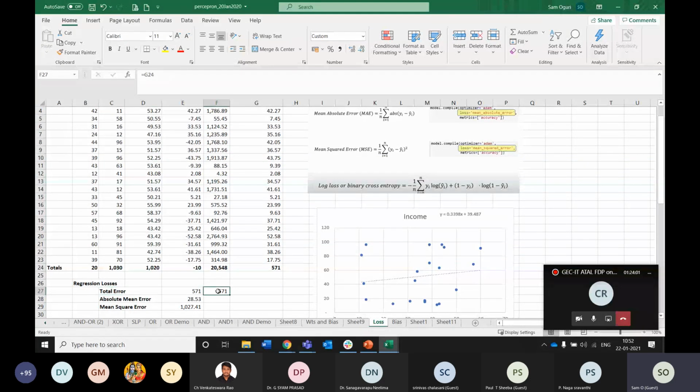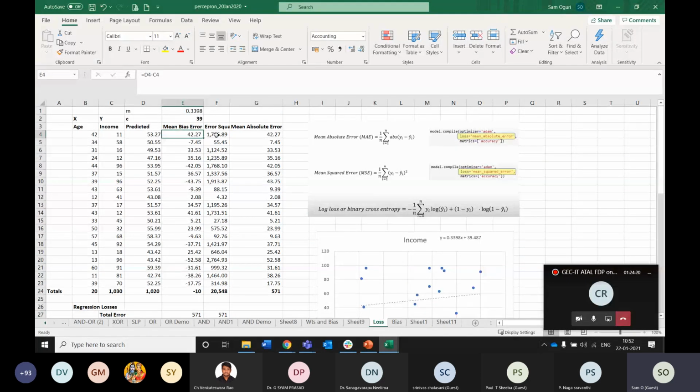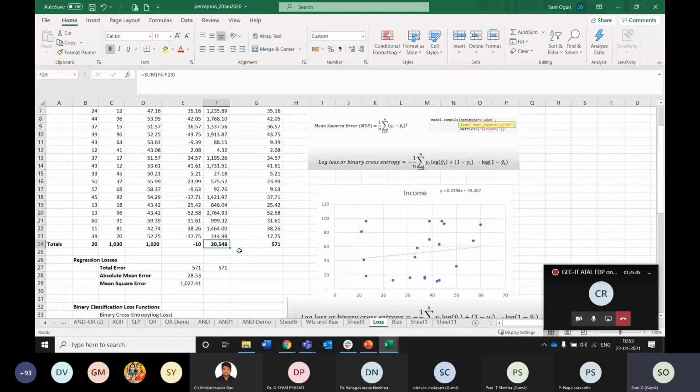So the total error is 571, that is the sum, and the mean absolute error is just the average of all those things. And then we have the mean square error. Mean square error is nothing but, once you get the error, 42.27, you are squaring the error. So 42.27 times 42.27 is 1786. When you are squaring it, the negative sign gets negated and it turns into positive. That's how you square the error from all the samples. You sum it. Once you sum it, you take the average of it, and that is called mean square error.